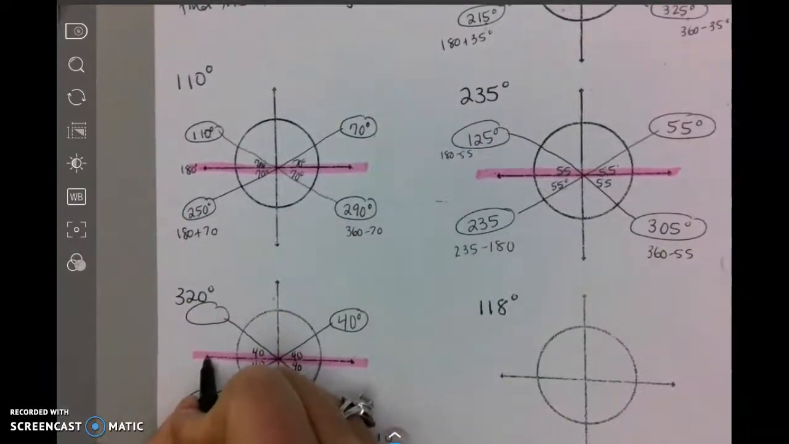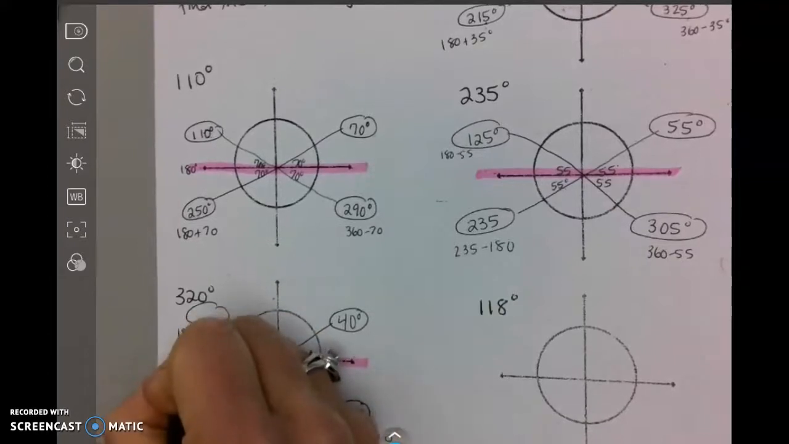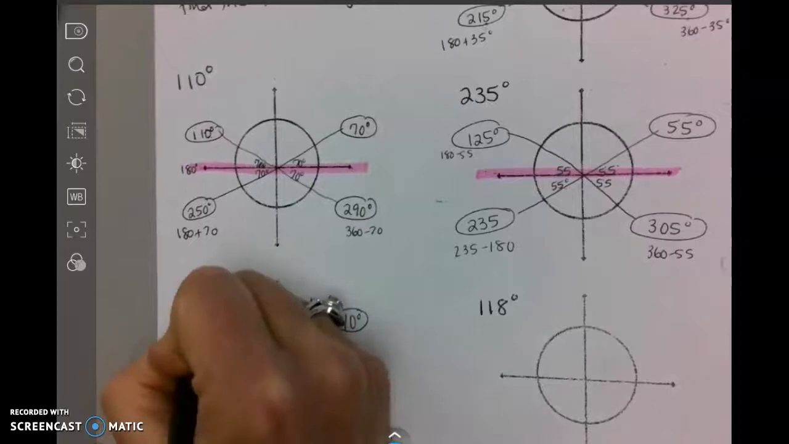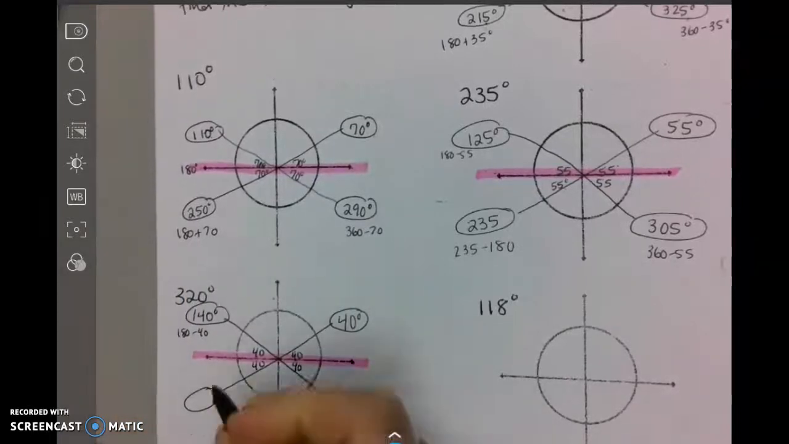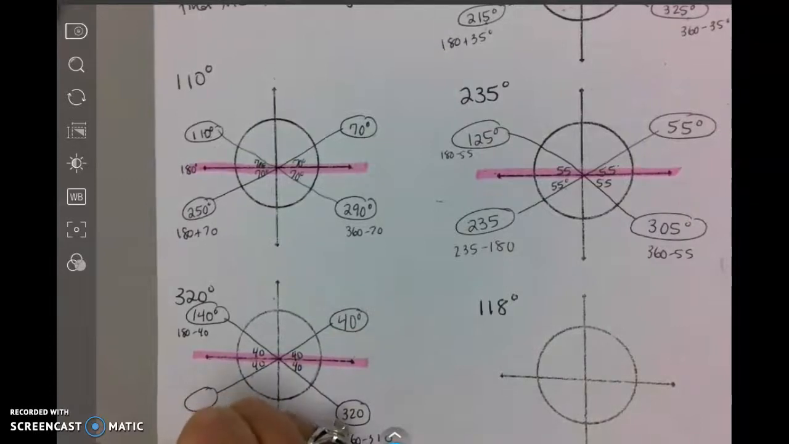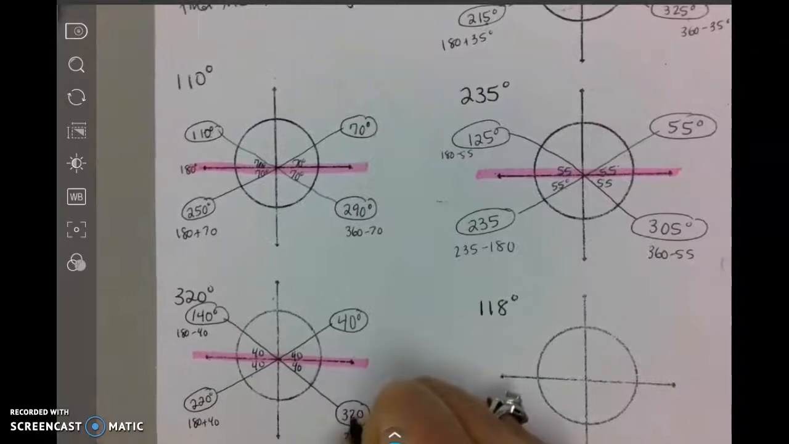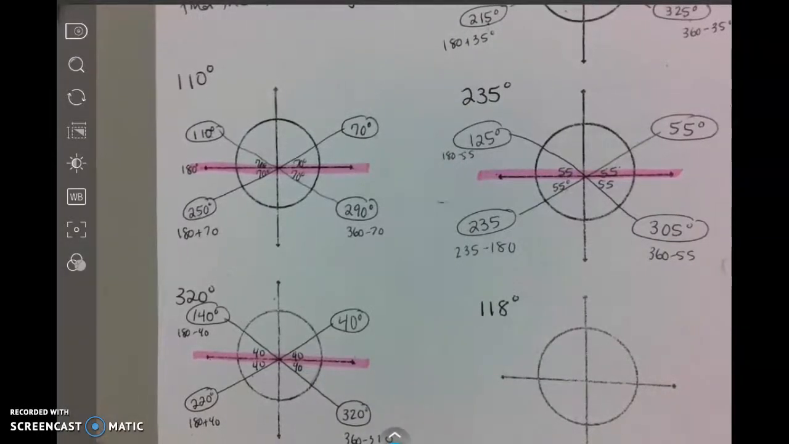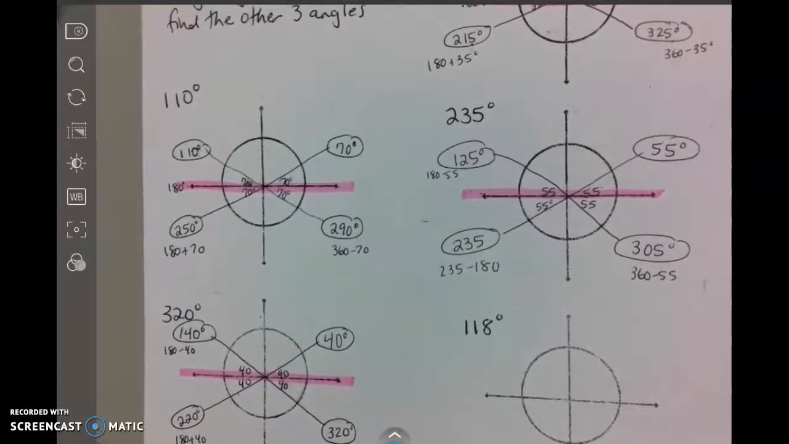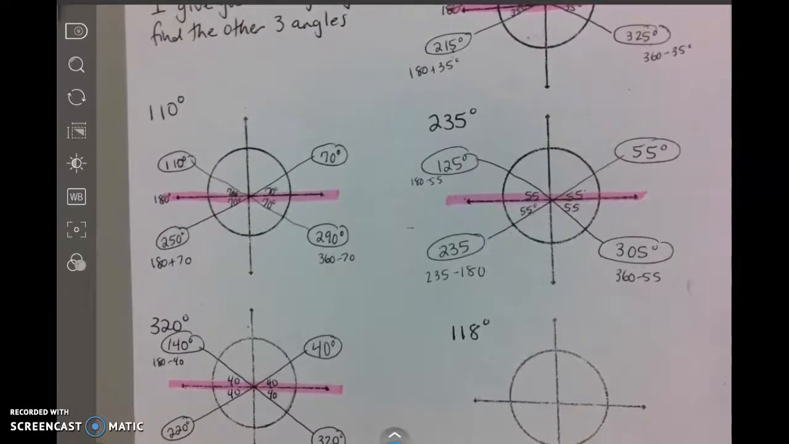This is 180, so this is 40 degrees before the 180. So 180 minus 40, I get 140 degrees. This is 40 degrees past the 180. So 180 plus 40, I get 220 degrees. Okay? All right, so let's look for patterns, because this will be much easier once we understand what the patterns are.